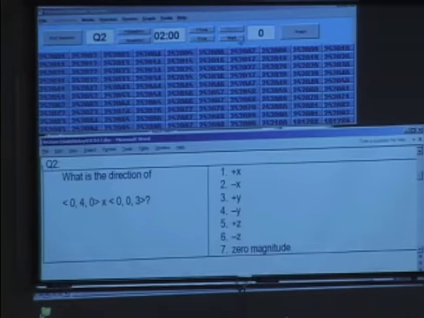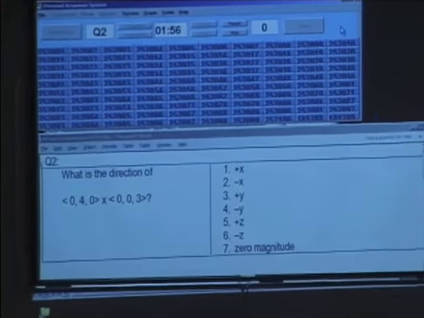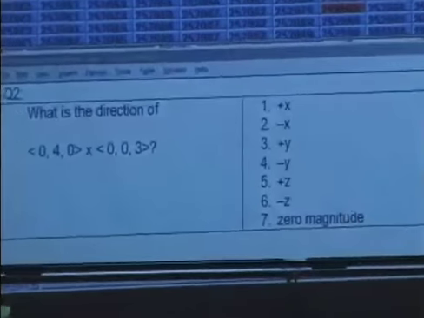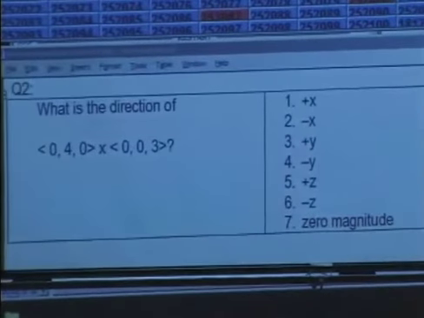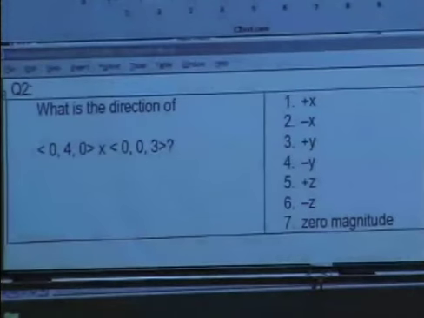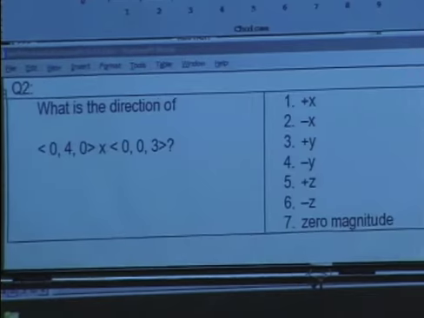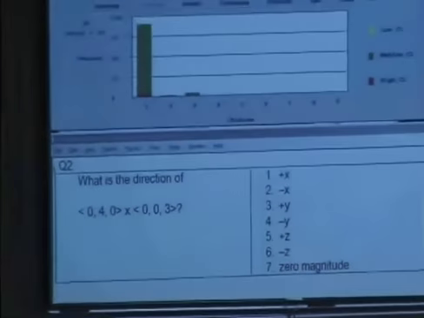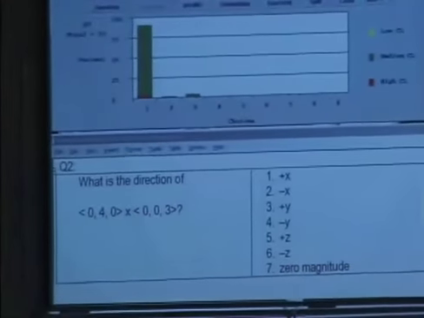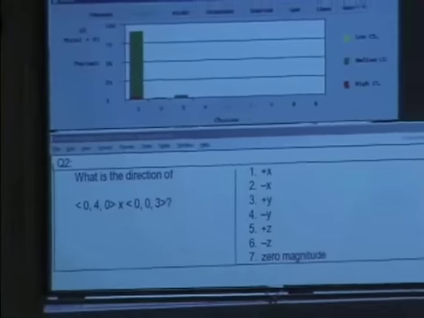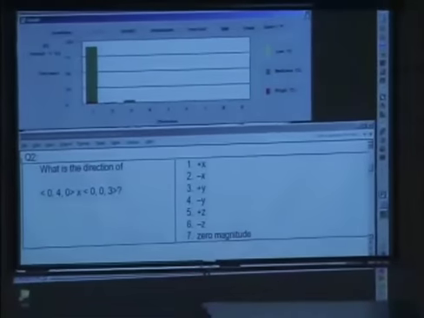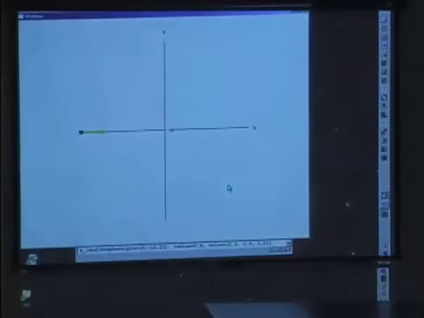Okay, how about this one? We have 0, 4, 0 cross 0, 0, 3. Everybody thinks that one's plus x, and let's see. The first vector goes up, the second vector goes out, so yes, plus x. Good, excellent. So what does this have to do with magnetic fields?